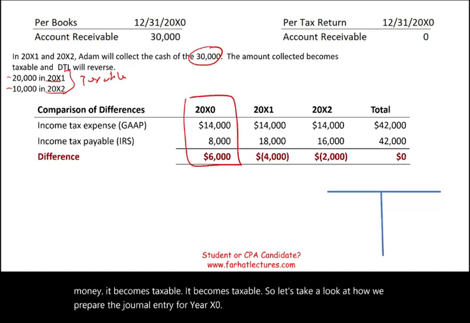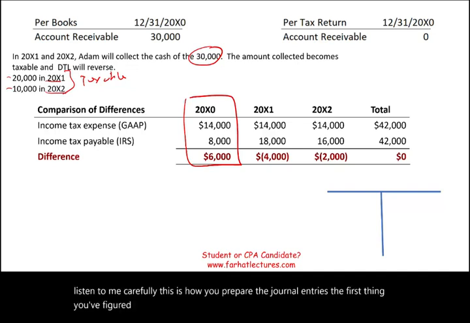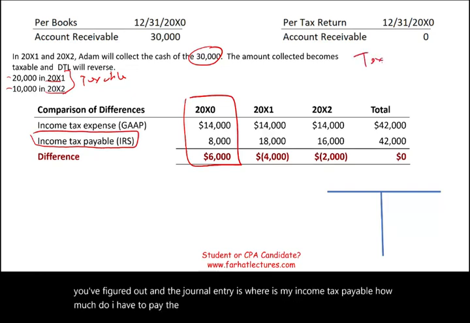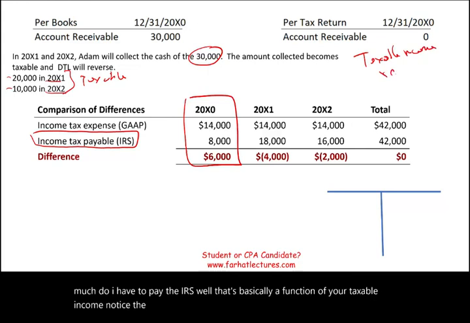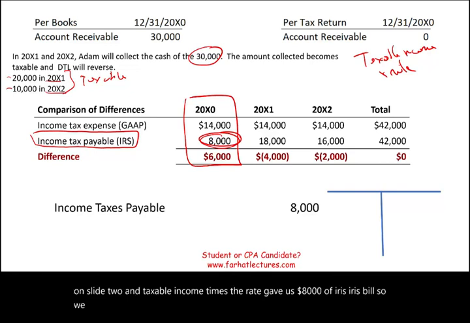Listen to me carefully. This is how you prepare the journal entries. The first thing you figure out in the journal entry is, what is my income tax payable? How much do I have to pay the IRS? Well, that's basically a function of your taxable income times the rate. We already did this on slide 2. And taxable income times the rate gave us $8,000 of IRS bill. So we credit income taxes payable, $8,000.